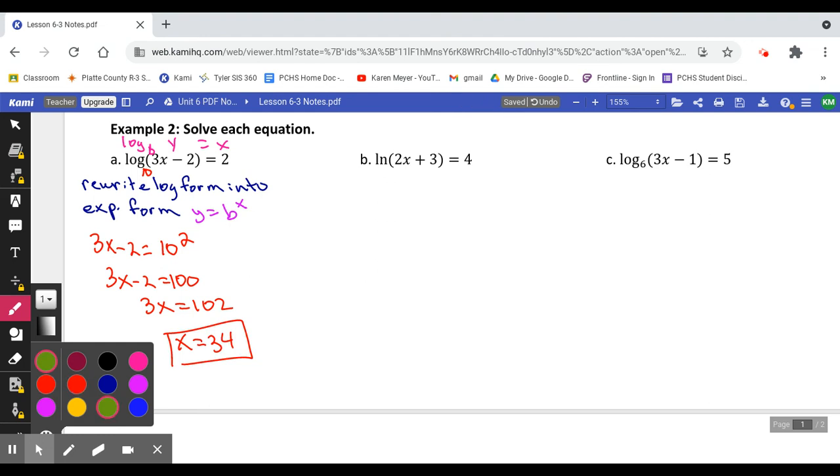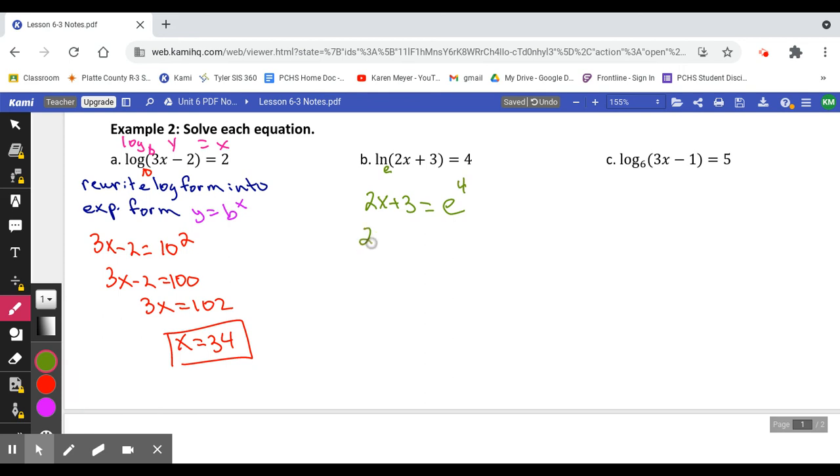Okay, ln, we're going to do the same thing with ln. We're going to rewrite it into exponential form. Just remember, ln never has a base listed, so the base is always the letter e. So 2x plus 3 equals base e raised to the 4th power.